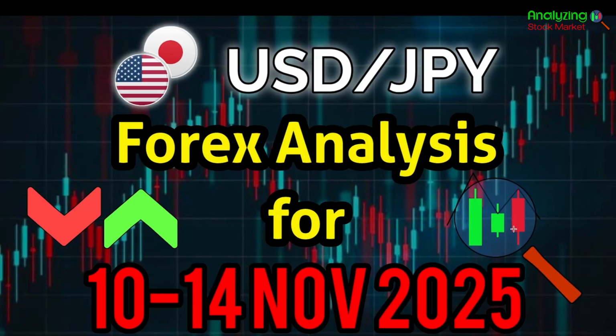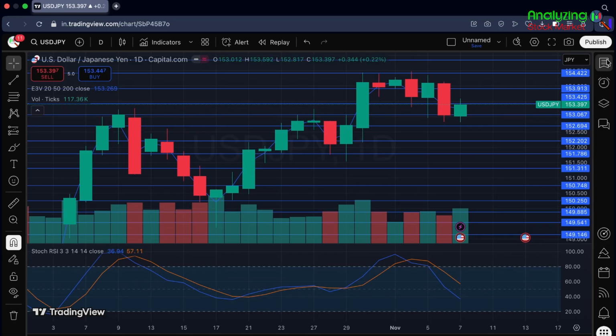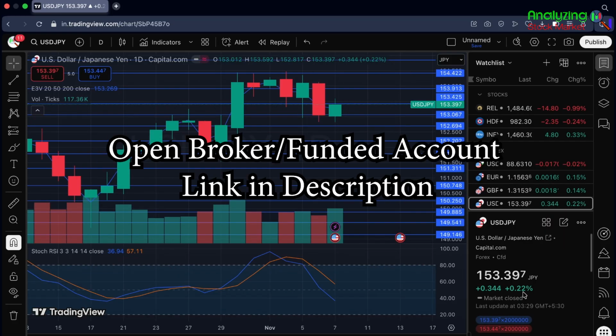So today we'll be talking about the USD JPY pair and we'll do the Forex analysis for 10th to 14th November 2025. So let's go straight to the chart. First, let's see what happened in USD JPY on Friday. As we can see, a 0.22% positive move. 153.397 was the closing on Friday.